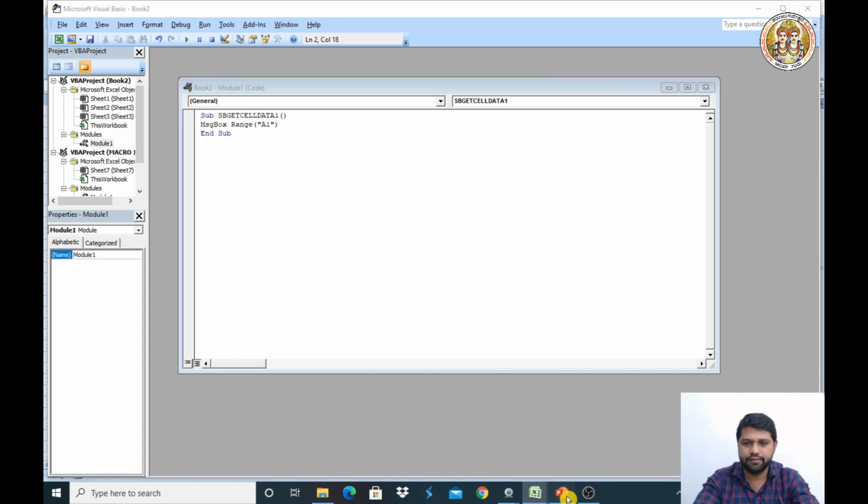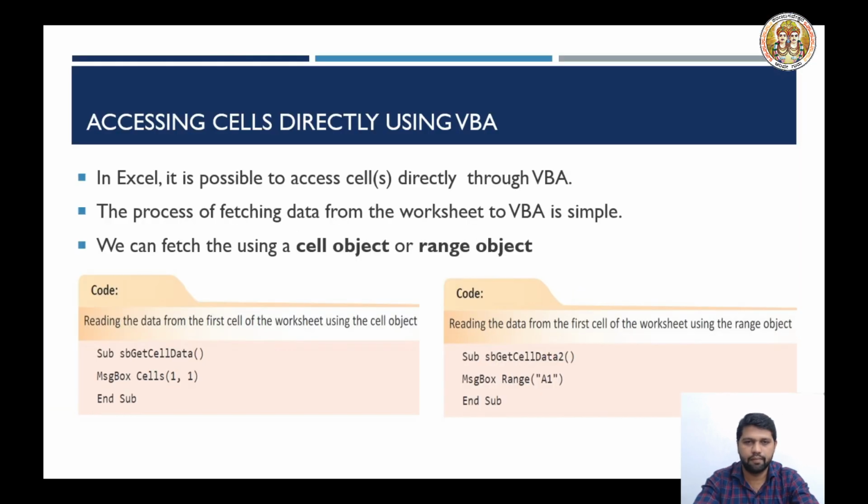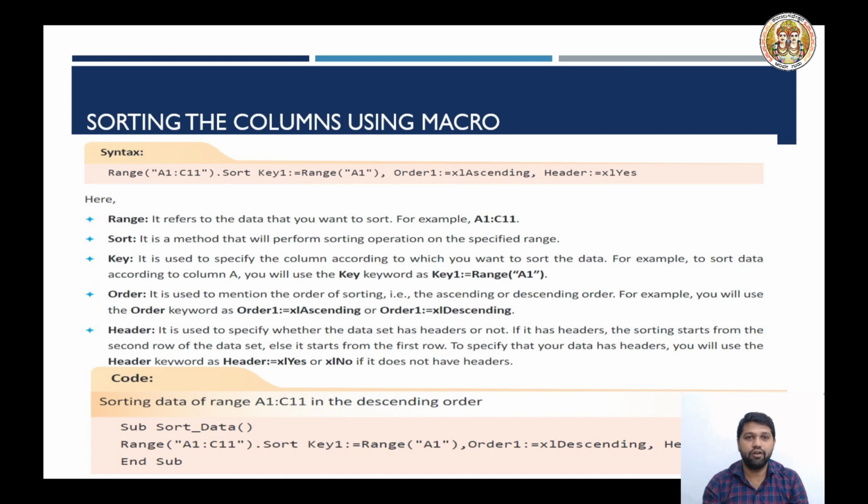And next, sorting the columns using macros. So here, without using the built-in function in an Excel sheet directly, we can use the sorting function through the macro. So this is the syntax for that: Range, the cell reference, then Sort. Let us see that one by one.